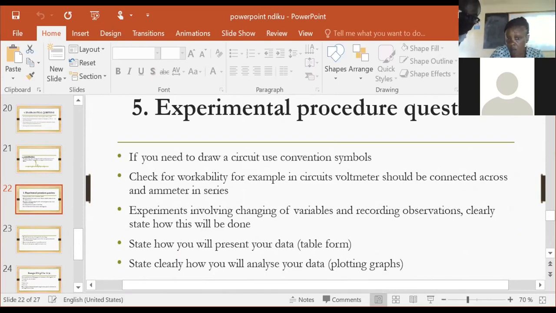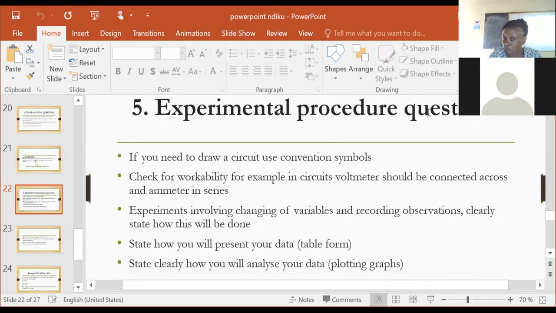You are given the apparatus, or you can be given apparatus and you are going to draw a circuit, like in electricity. When you are drawing the circuit, you have to use the correct configuration of symbols. For the potentiometer, we know how to represent it in the diagram, the resistors, and so on.